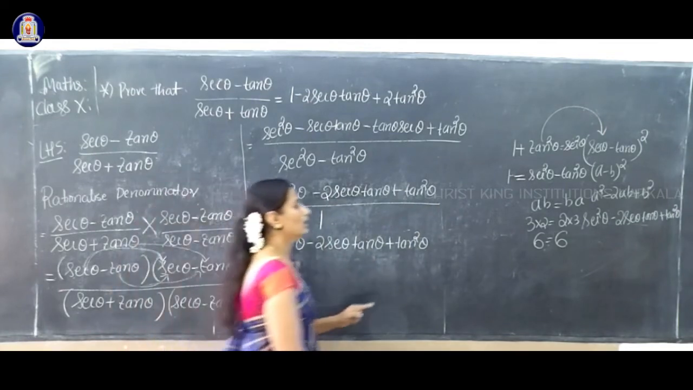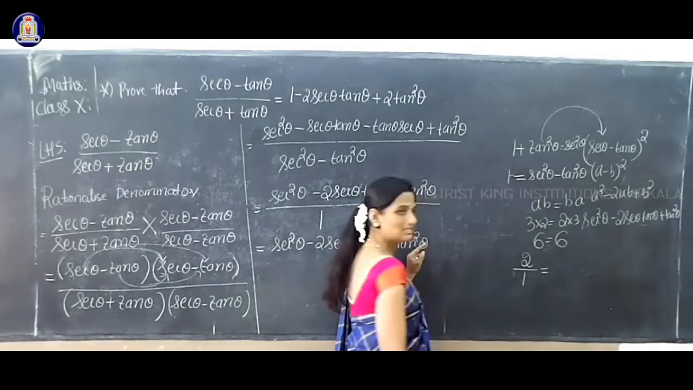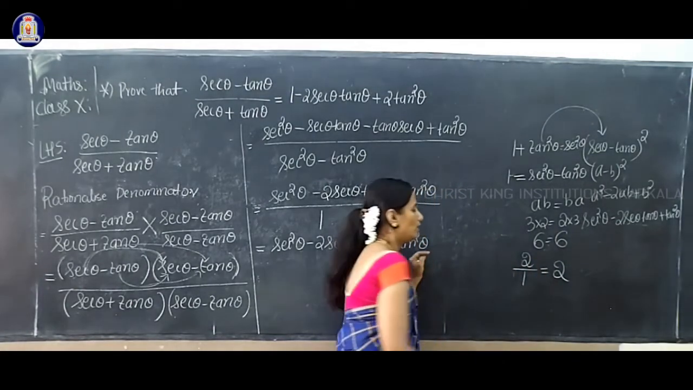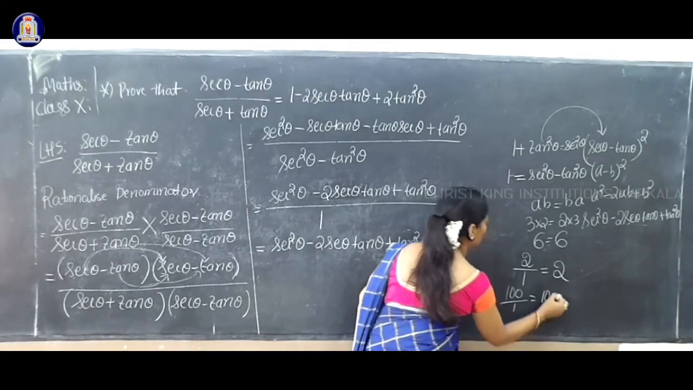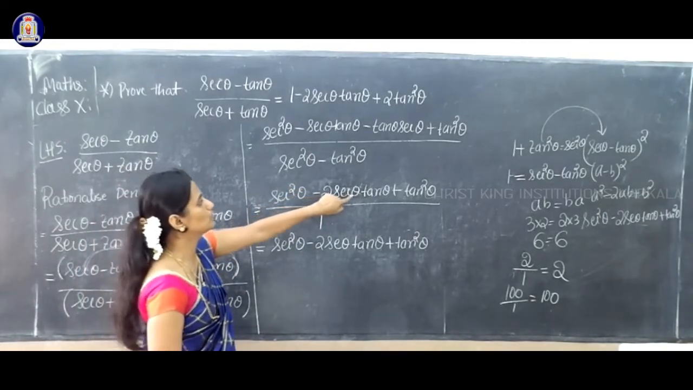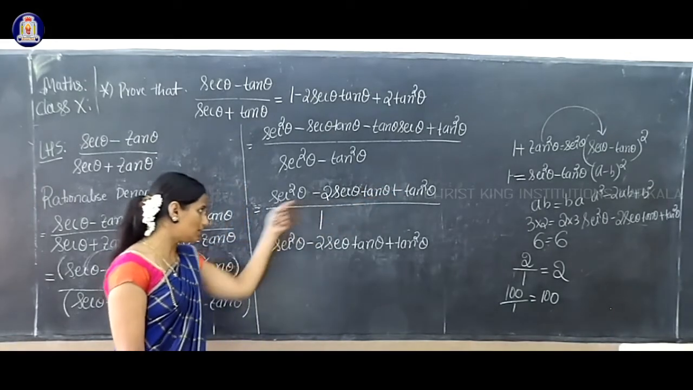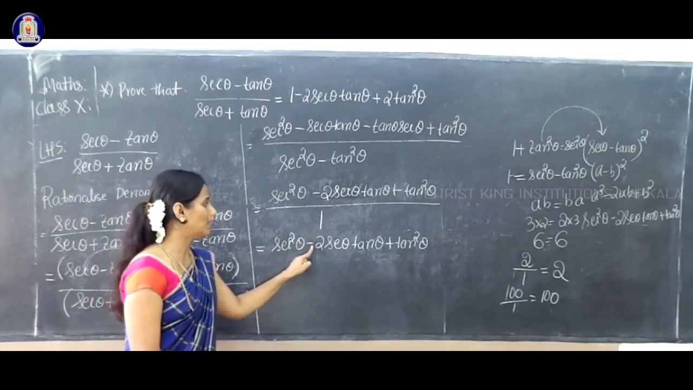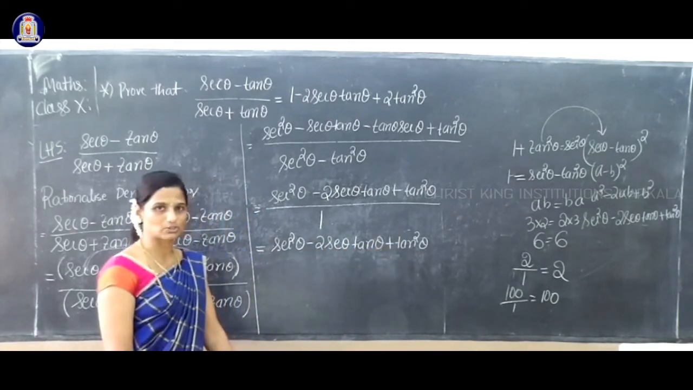I don't write the 1. Why not? You know this one, 2 divided by 1 is how much? 2. 100 divided by 1 is how much? 100. So similarly, secant square theta minus 2 secant theta tan theta plus tan square theta whole divided by 1 means secant square theta minus 2 secant theta tan theta plus tan square theta.